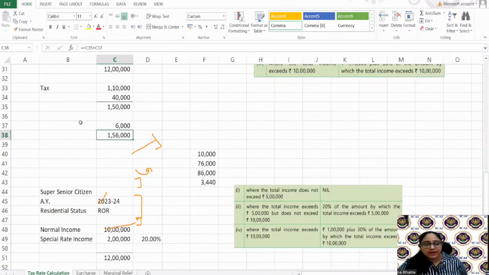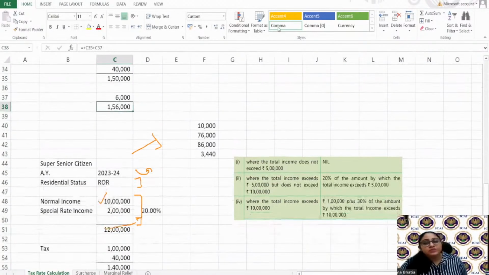Next is my super senior citizens. Super senior citizens, same concept. Instead of 60, now they are the super ones. So they are 80 years of age or above. Ma'am, 80 years of age, yes.